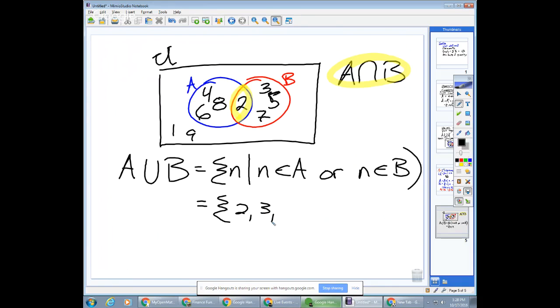4 is in A. We're good. 5 is in B. We're good. 6 is in A. We're good. So as long as it's in one or the other, I got it covered. 7 is in B. 8, A. 9, neither. And I ran out of things.